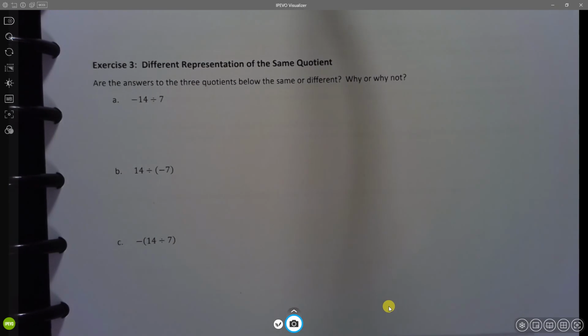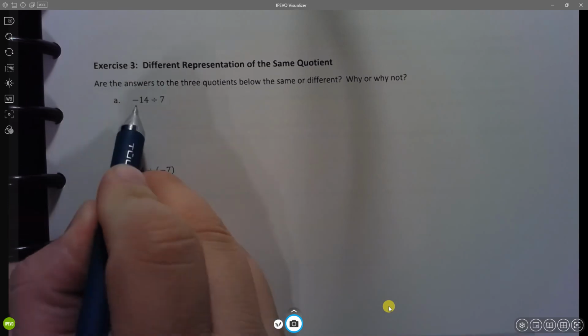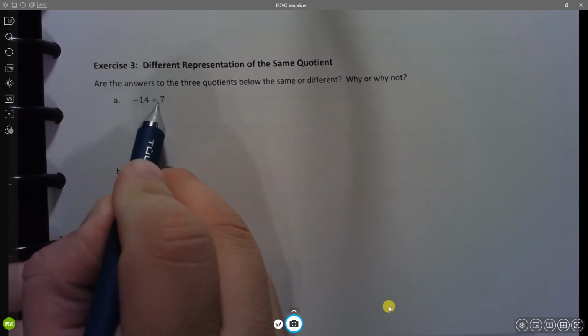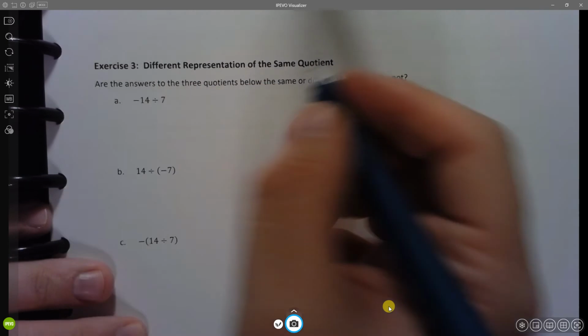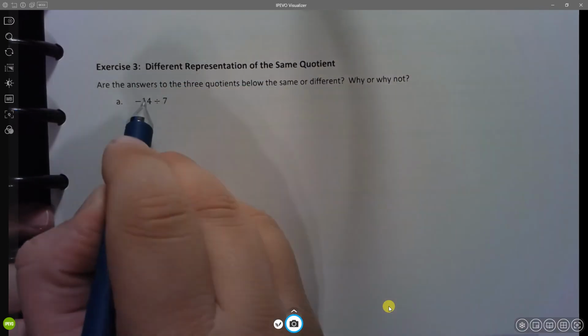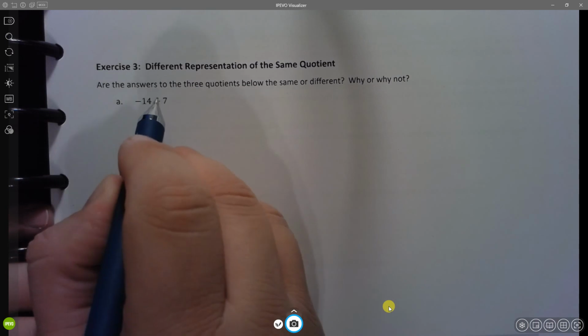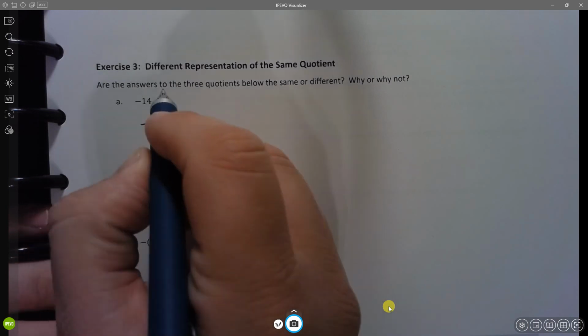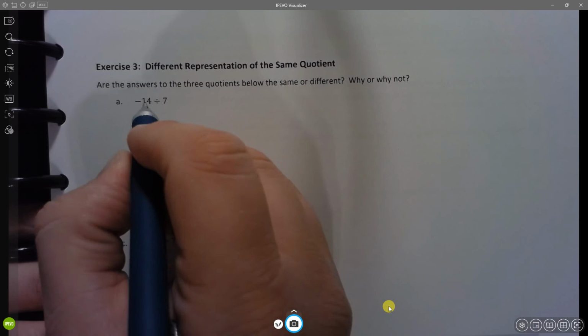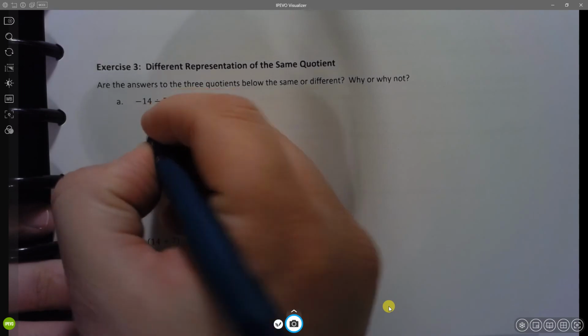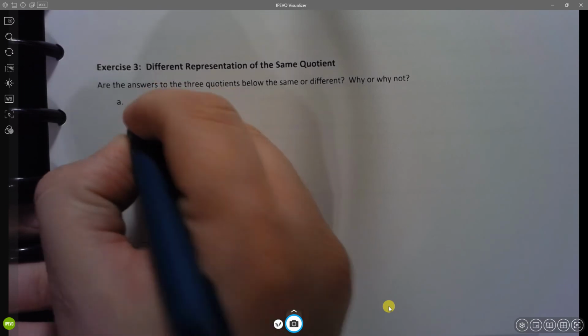All right, exercise 3. Different representations of the same quotient. This is easy. We have different signs: negative 14 divided by 7. If we have different signs, then we know our answer is going to be negative. This is the dividend and the divisor. The dividend is negative and the divisor is positive. 14 divided by 7 we know is 2, but the negative is still there, so it's negative 2.